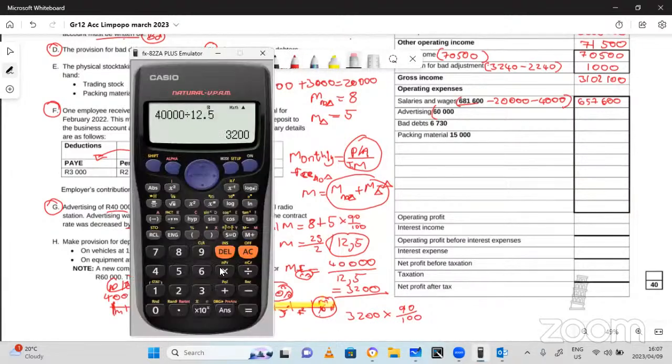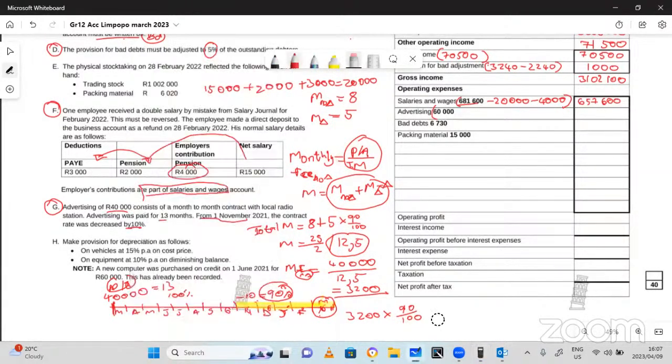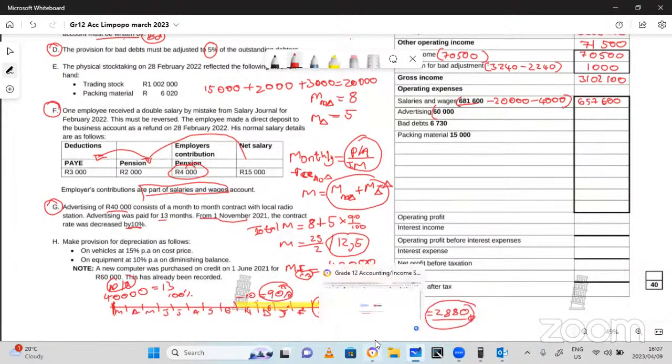You punch your calculator, just simply say multiply by 90% or 90 over 100. If you are using this calculator, you can just simply say 90 shift, then percentage, then you will get your answer, which is 2,880. I hope it makes sense. So our answer will be 2,880. So this is the amount that is not belonging. This is the prepaid expense that is not belonging in this accounting period.